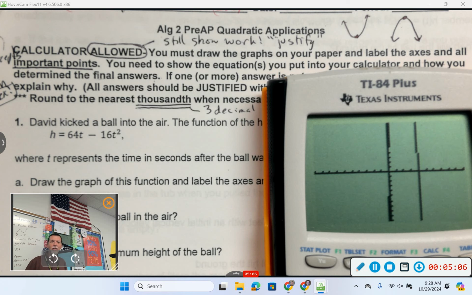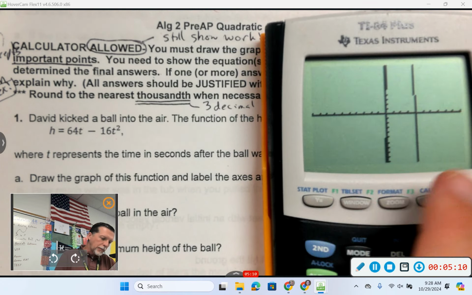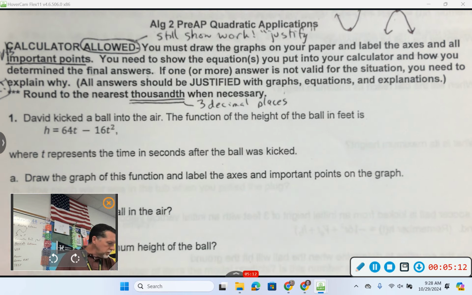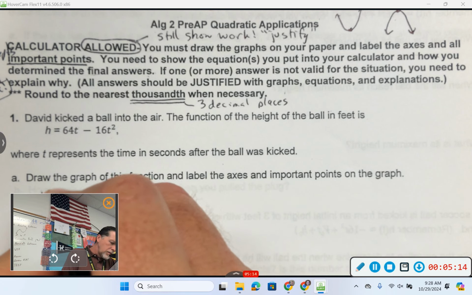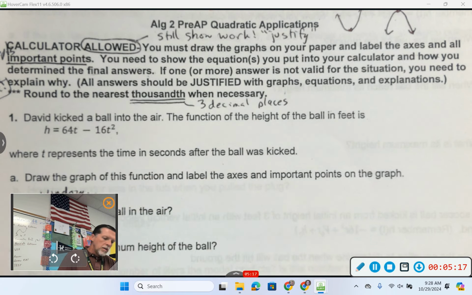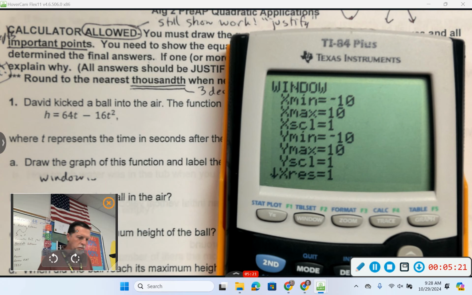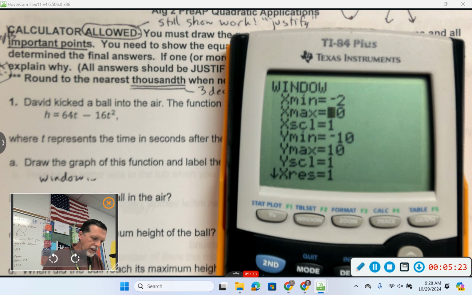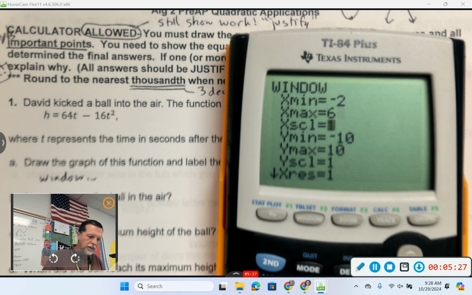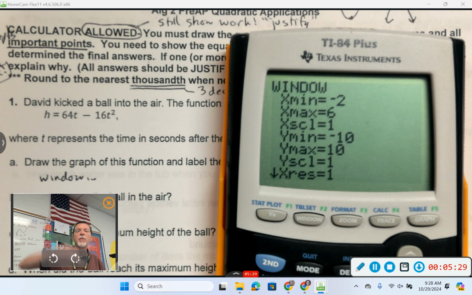So you need to go to the window and change what the window looks like. So window, my X didn't look too bad, but I don't need to go all the way to -10. And it looked like +10 was pretty far out there as well. The main thing was I needed a bigger Y max. You need to look up higher. So I don't know how high. I'm just kind of playing around and checking.